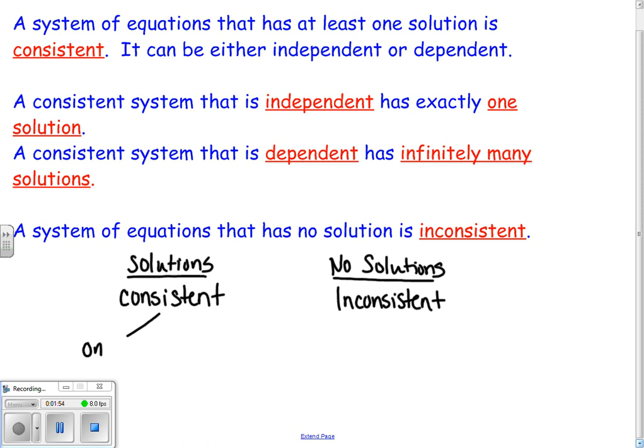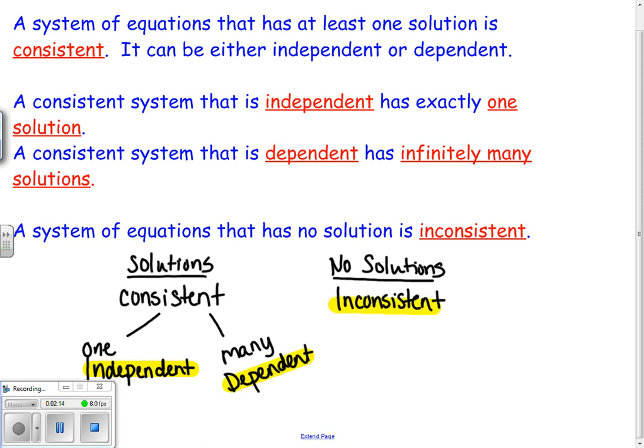Just one is independent. And many is dependent. So you're going to find when they talk about these questions, you will either call them independent, dependent, or inconsistent.